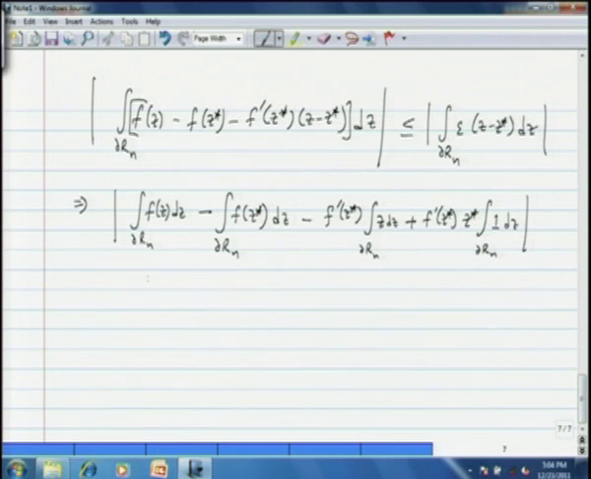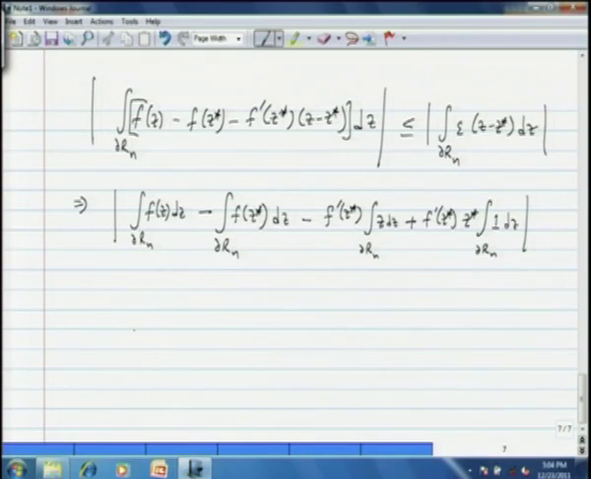So, you notice that I am writing this way because f prime of z star is a constant and z star is a constant. Let me pick a different color, maybe this one. So, this one and this one and this one, all these three are 0 because the contour integration of 1 or z on the contour boundary of R n is 0.